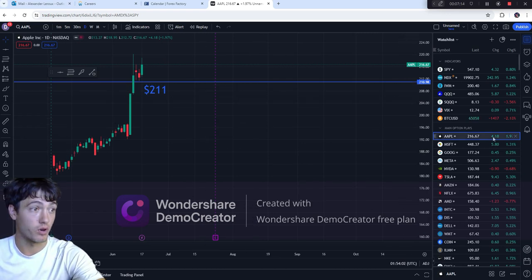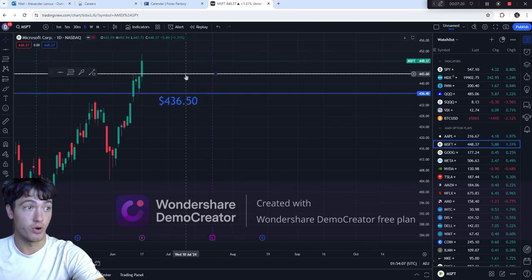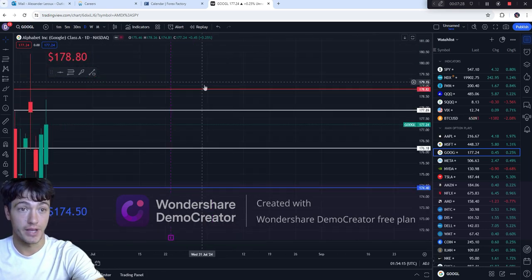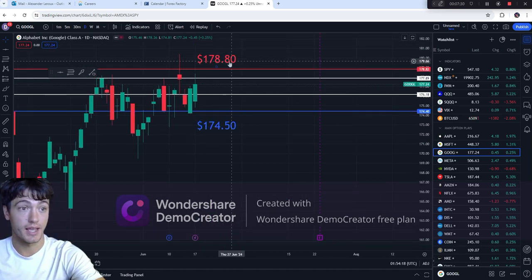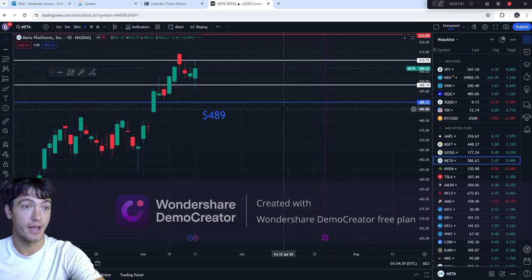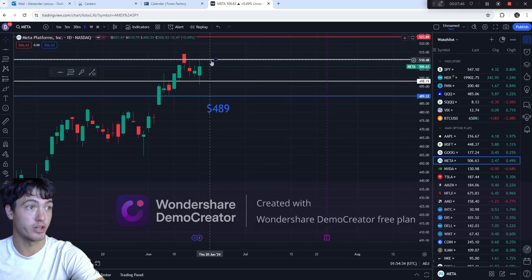I have 211 support on Apple. Microsoft, I have 436.50 support, and then I have a 443.50 price target if it starts breaking down tomorrow, because that's at all-time highs. Alphabet, Google, I have resistance at 178.80, support at 174.50, and I have two price targets, one right here at 177.88 and another right here at 176.18. Meta, I have support at 489 and resistance at 524. I have two price targets, one here at 510.48 and another right here at 498.25.